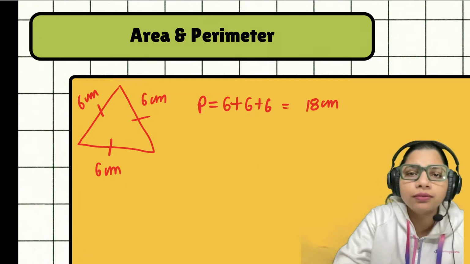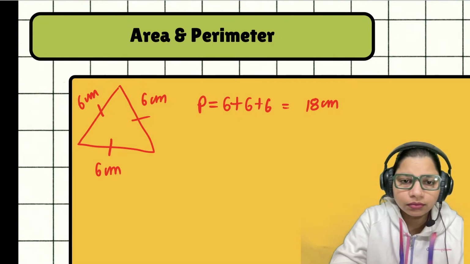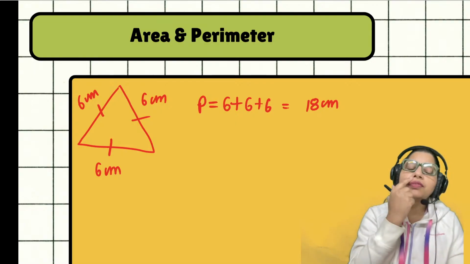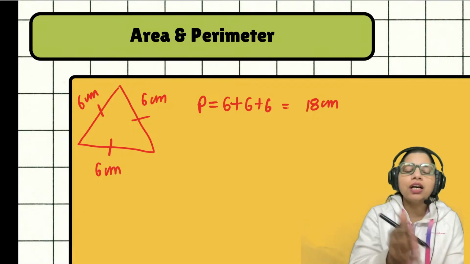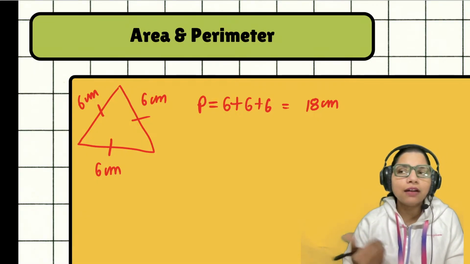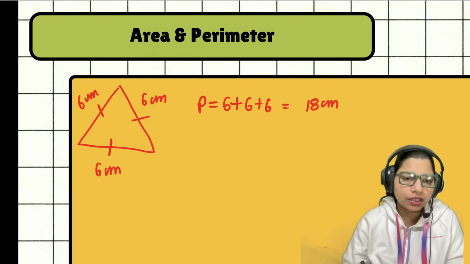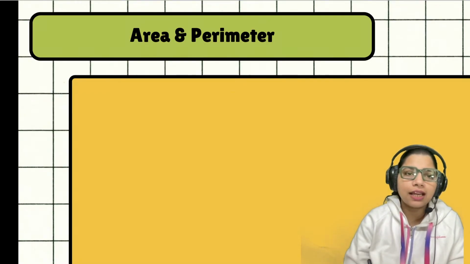Any doubt in here? Does it make sense? Understanding the same? So this is how we find out the perimeter of a triangle. How about finding out the area of a triangle? Let's talk about the area of a triangle.